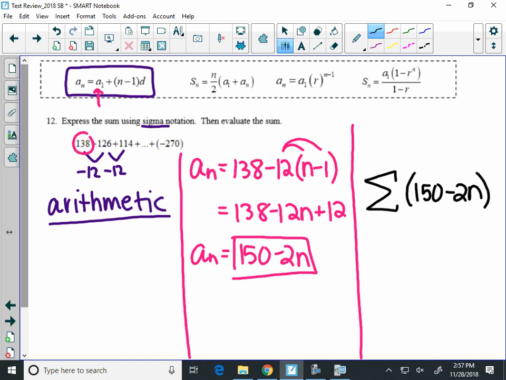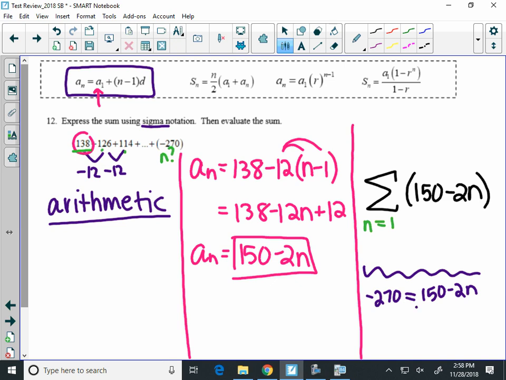The only difficulty here is I still have to put the indices on my sigma notation. The bottom one's easy. We assume that 138 is the first term. But I can't just count. I know the first, second, third, but then I have a bunch of dot, dot, dot. I don't know what n is for negative 270. So we talked about in class that to find the n here, you're going to take the last term that you're adding up, and set it equal to the sequence equation, because that's going to tell you the term number for negative 270, which is n, which is what you're looking for.